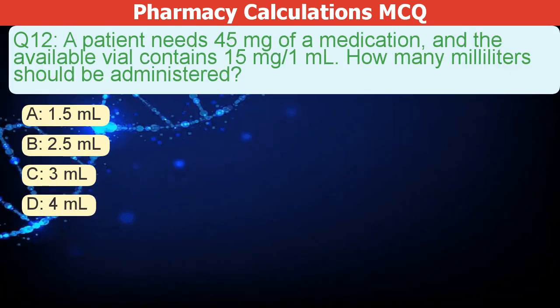A patient needs 45 milligrams of medication. The vial contains 15 milligrams per milliliter. How many milliliters should be administered? A. 1.5 milliliters. B. 2.5 milliliters. C. 3 milliliters. D. 4 milliliters.